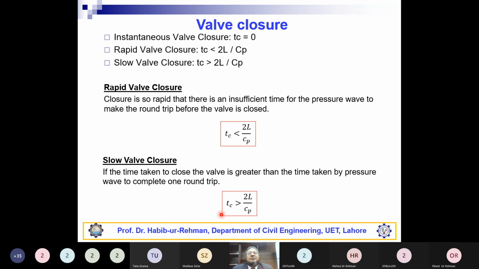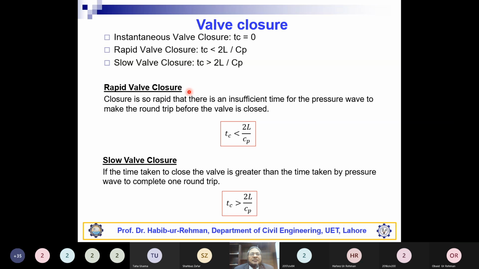Okay, now come to the types of valve closure. How do we close the valve? We can classify valve closure in three types. Number one is the instantaneous valve closure. What do you mean by instantaneous valve closure? It means the valve of a pipeline is closed in 0 seconds. What do you think? Is it practically possible? No, sir, this is not practically possible. Some time will be taken, maybe 1 second, half a second, maybe 0.25 second, but certain time would be required to close the valve. Instantaneous valve closure means the valve closure time is zero. Then the second is rapid valve closure, and the third is slow valve closure.